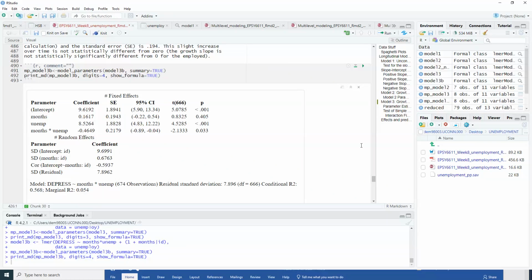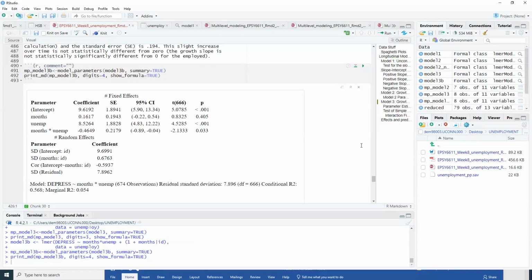But the question is, again, how much between person variability is there in that slope? And for that, we've got the standard deviation. You can see that the standard deviation for that slope, which is not different from 0, is 0.67. So there is between person variability in that slope. That goes back to that first homework where we had you do all those slopes, right? Yeah, exactly.